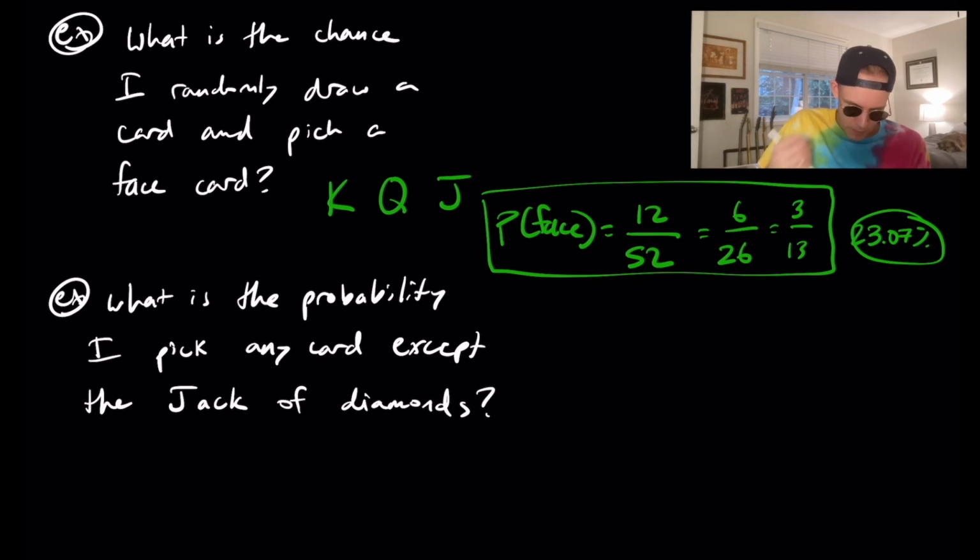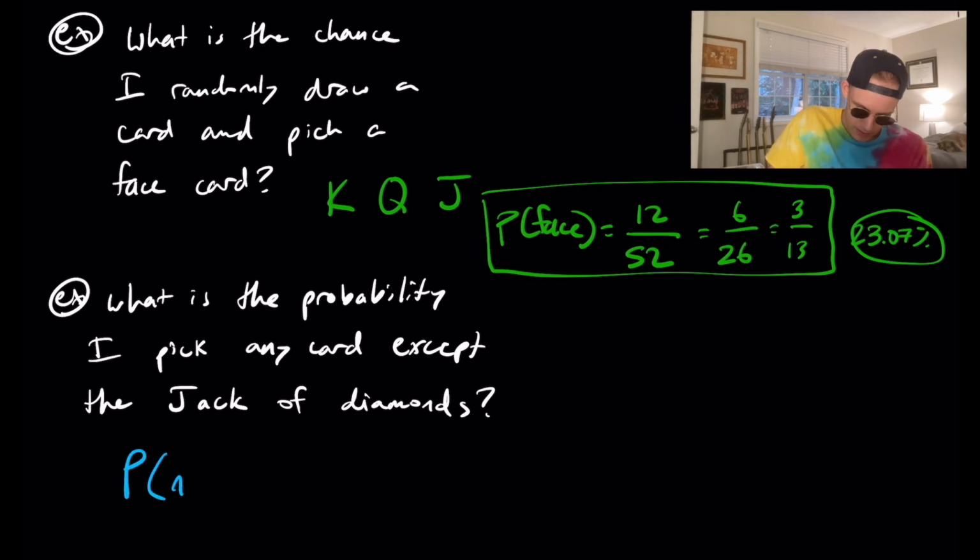All right, what is the probability I pick any card except the jack of diamonds? So we want to reach into this deck. I don't care what I grab, as long as it's not the jack of diamonds. We're going to call that a losing scenario. Well, how many jack of diamonds are there? There's only 1. So I can pick any other card.